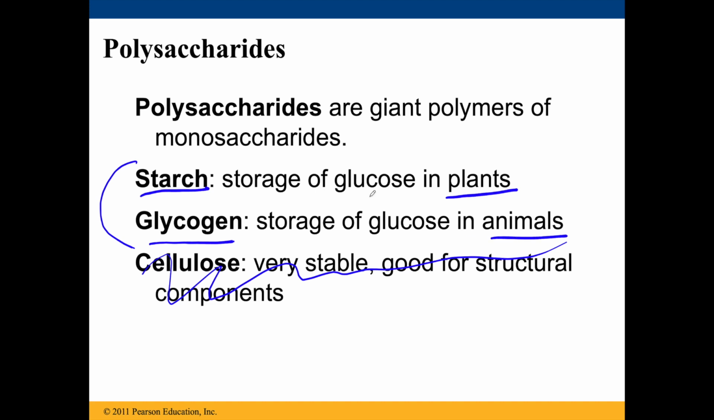Okay, they're both long chains of glucose, but starch is in plants, glycogen is in animals. Now, the purpose of both of them is to store glucose for later energy use. Remember, I said your cells need energy, and their preferred source of energy is glucose.